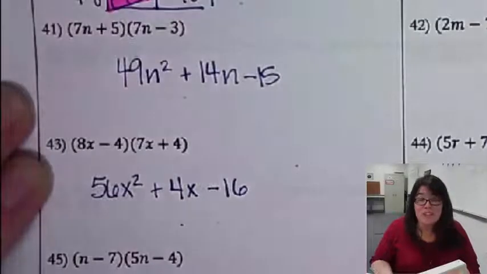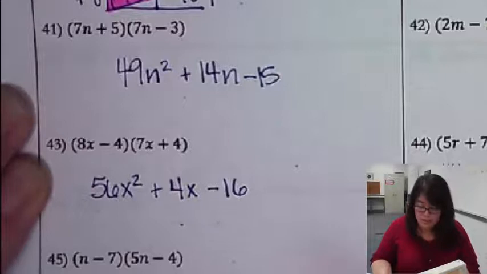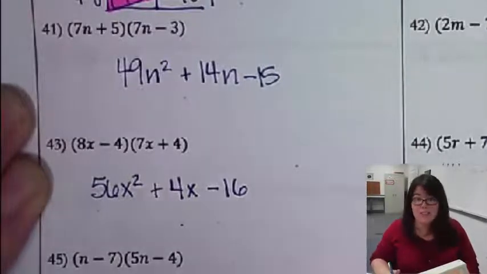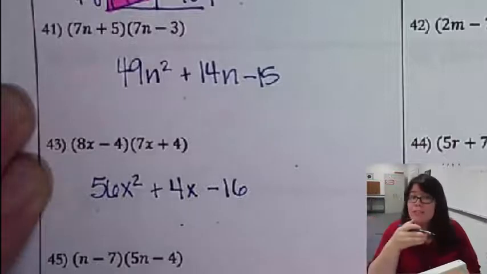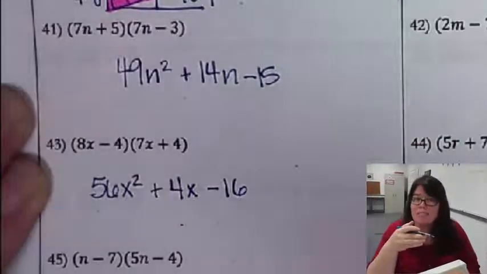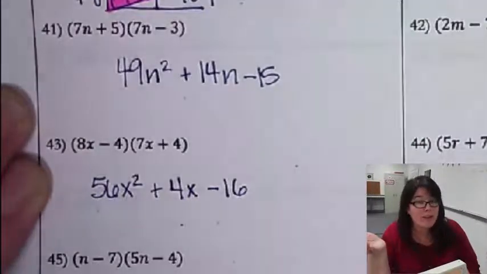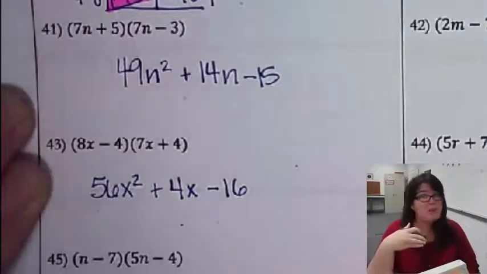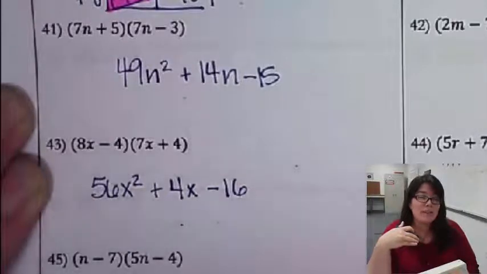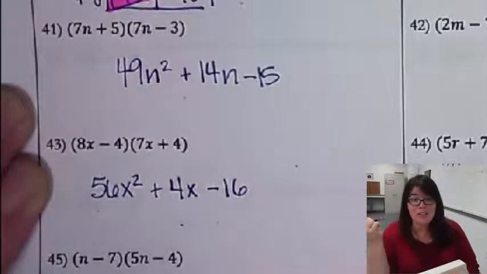So here are the answers that you should have gotten for 41 and 43. How'd you do? Remember, if you didn't get what I got, that's okay. Just double check your work, see if you can figure out where your mistake was. And another thing you can try, if you did the multiplication using the box method but it didn't work out, maybe try the FOIL method. Same thing vice versa. If you did the FOIL method and it didn't work out, maybe try the box method, see if it goes easily for you. Let's try the last two together.